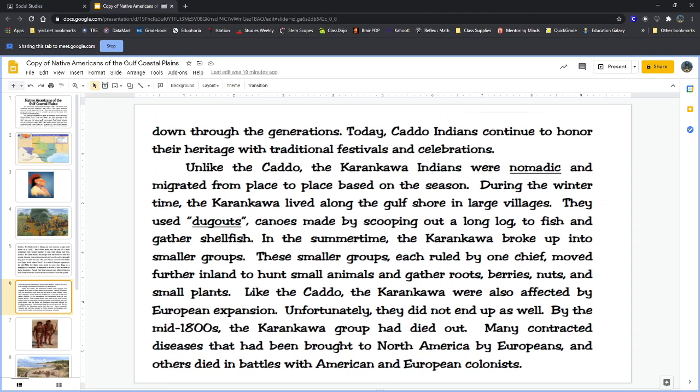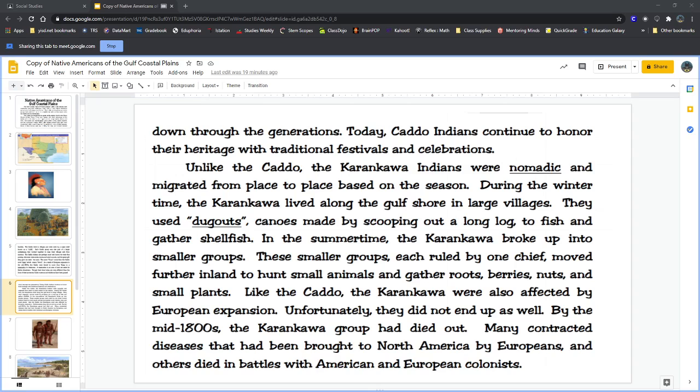So, when these people from Europe came over, they wanted to live in the place that belonged to the Karankawa. And they tell us that the Caddo, like we saw, ended up moving to a reservation. The people from Europe told them, if you go live over here, then you can have that land and we'll just take this land. But the Karankawa didn't end up quite as well as the other group did.